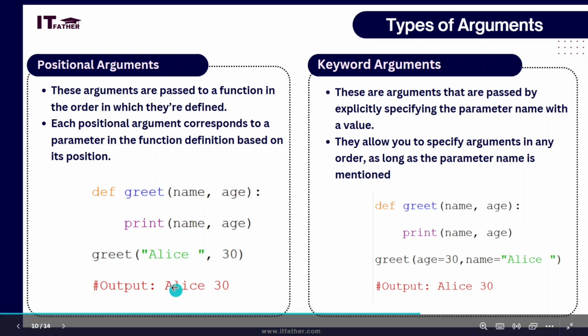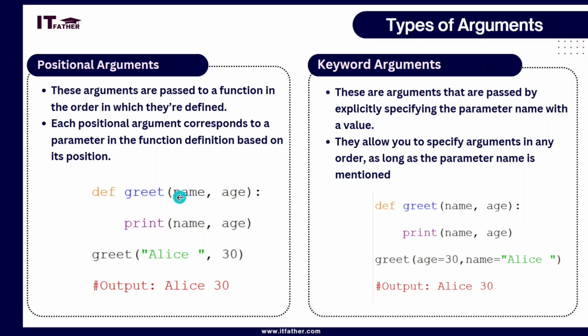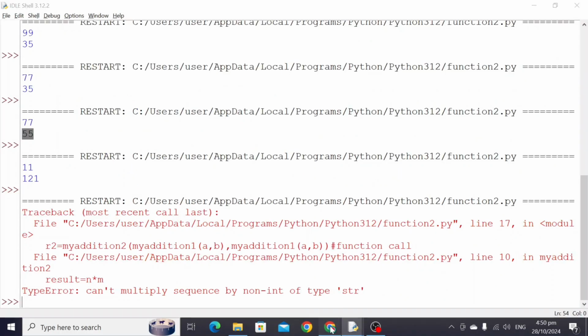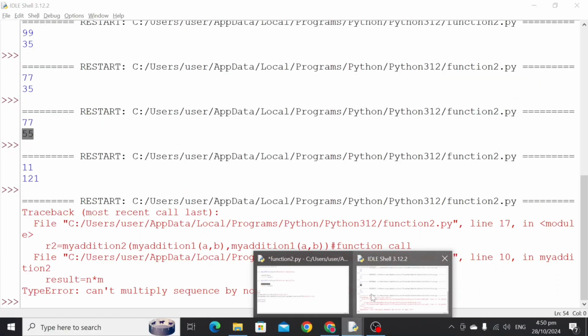It means if we are calling a function and we are first passing a string and second the age, then in the function parameters, when we are defining the function, the name will hold the first value, which is the string. If you write age first and name after, age will get this Alice and the other variable will get the value 30. So this is the positional argument. Each positional argument corresponds to a parameter in the function definition based on its position. I am taking you through an example of how to do it.